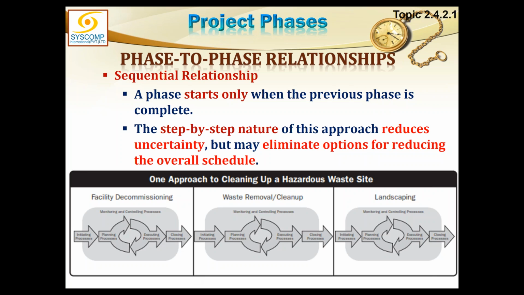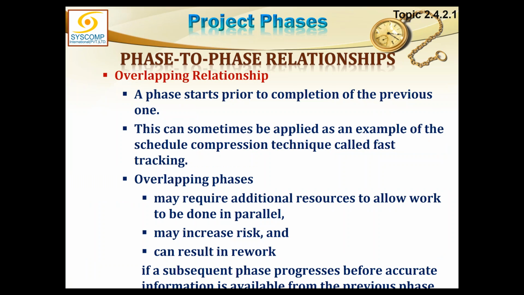Once the facility has been decommissioned, we move on to the next phase, and that is the waste removal or cleanup. And in this, we again will go through all the 5 process groups, deliver its result, and move on to the third phase, and so on and so forth. So this is a clean-cut sequential relationship, which should be followed, but sometimes it is not really possible to do things like that, and we resort to the overlapping relationship, in which a phase starts prior to the completion of the previous one.